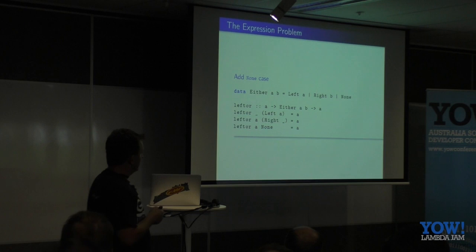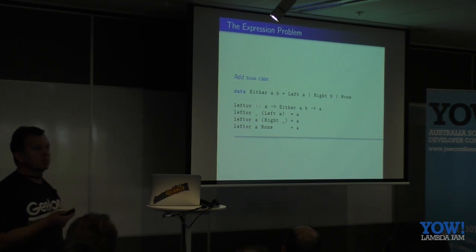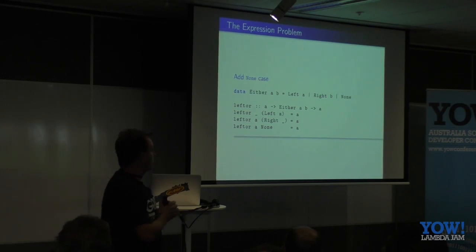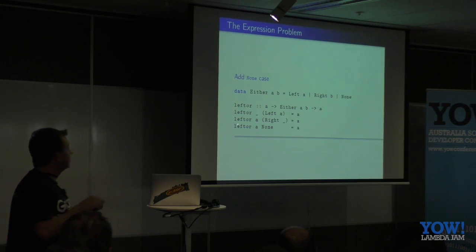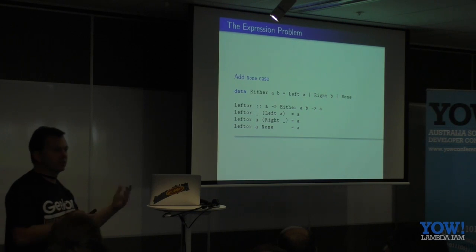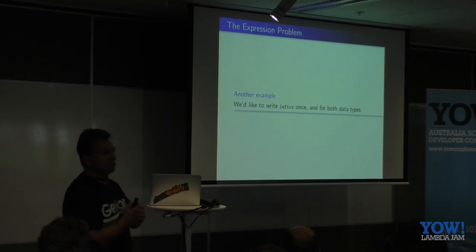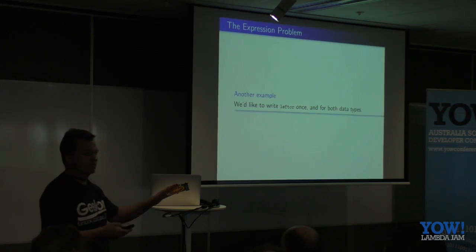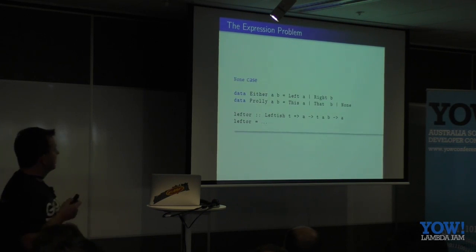If we don't, return the other one that was given. Now we add a new data constructor to this data type called None, and now the leftOr function needs to be updated. So the expression problem is, how do I add constructors to these data types without having to update all our referencing functions such as leftOr? We'd like to write leftOr once and write it for all. So we can keep adding these data constructors to our data types without having to update the leftOr function.